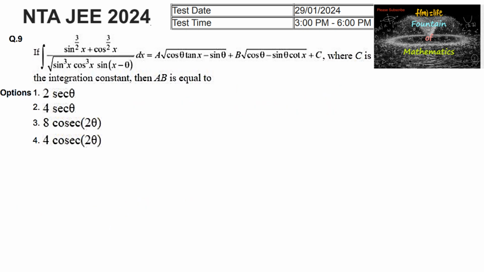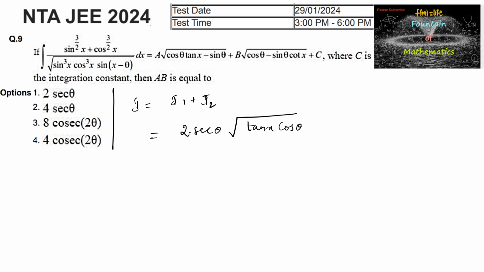Now writing together, our integral I is equal to I1 plus I2, which is equal to 2 by cos theta, we can write 2 into secant theta under root of tan x into cos theta minus sin theta, plus 2 upon sin theta, we can write 2 into cosecant theta under root of cos theta minus cot x into sin theta.